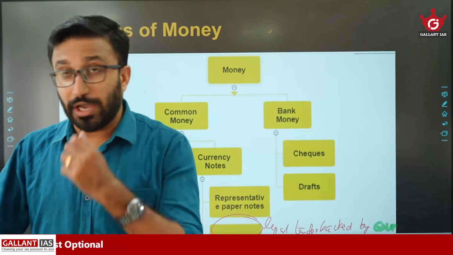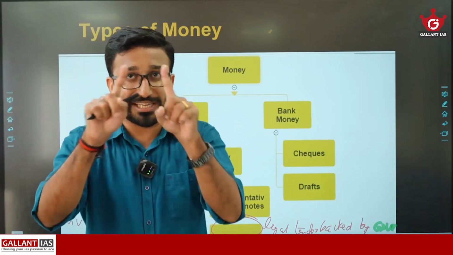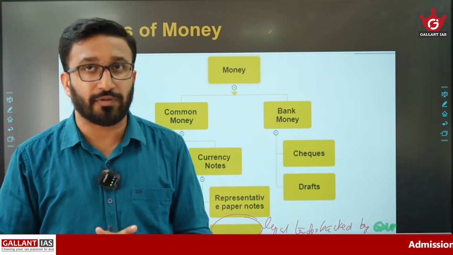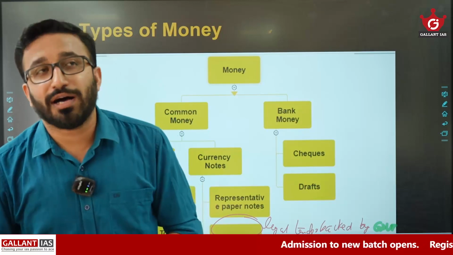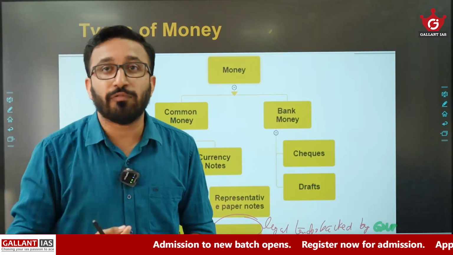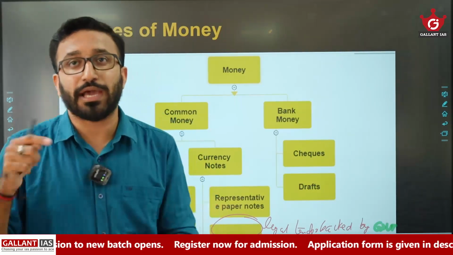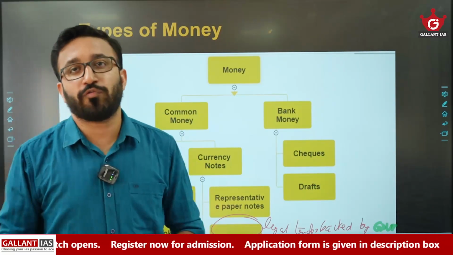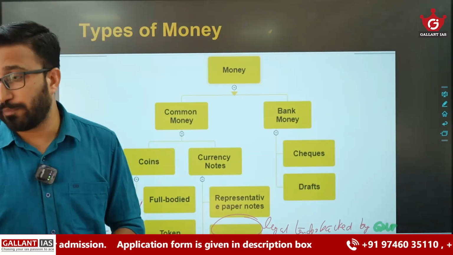And it does not have an intrinsic value. See, the paper itself does not have an intrinsic value. It's just a piece of paper with some writings and some designs. But the real value to that paper will be given by the government, by the RBI. So that is fiat money. And this one is representative paper notes.